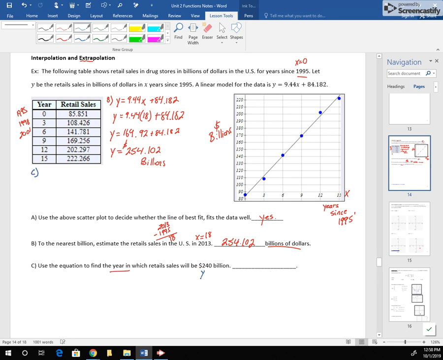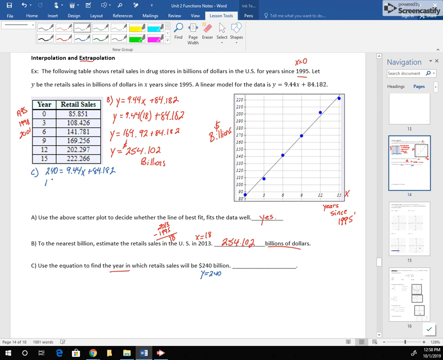For question C, let's go ahead and see if we can figure this one out. Again, this time Y is going to be equal to 240. And it's in terms of billions already, so we don't need to do anything. But we're going to plug 240 in for our Y. That's then 240 equals 9.44x plus the 84.182. And again, it's the idea of they're going to give you X and you find the Y, or they're going to give you Y in this one and you find the X. So this one we do need to do some solving. So let's minus the 84.182 from both sides.